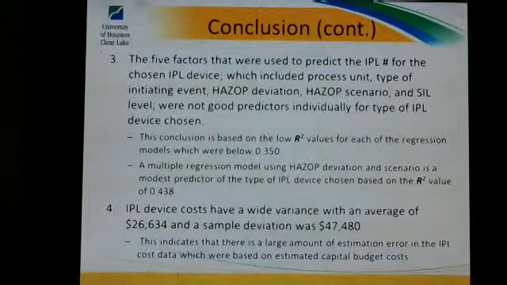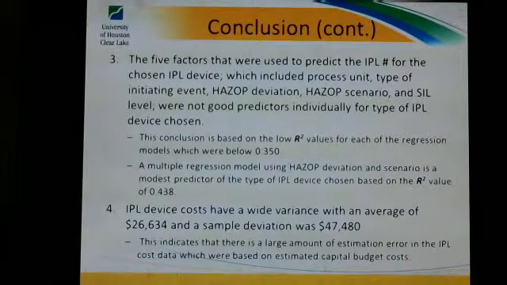All right, the 5 factors that we use to predict the IPL device number for the chosen IPL device, which included the process unit, type of ignition event, HAZOP deviation, HAZOP scenario, and the seal required. None of them were good predictors individually for the type of IPL device chosen. Of course, this conclusion is based on low R-square values for each of the regression models, which were below 0.35. But the multiple regression model using HAZOP deviation scenario is a modest predictor of the type of IPL device chosen based on R-square value of 0.438.